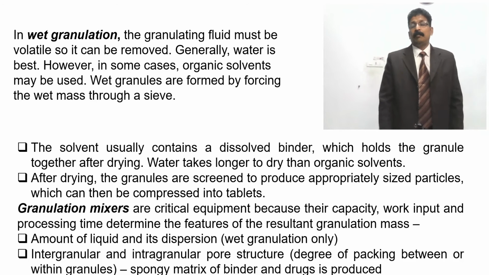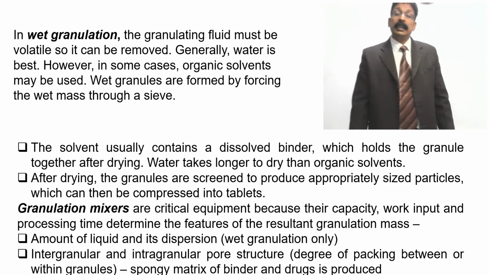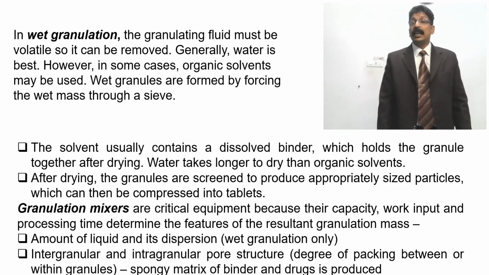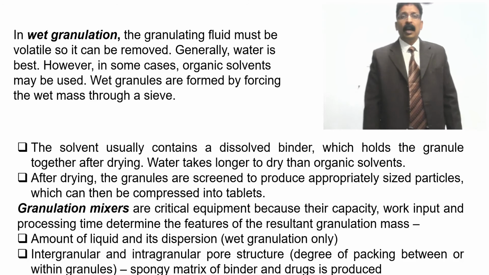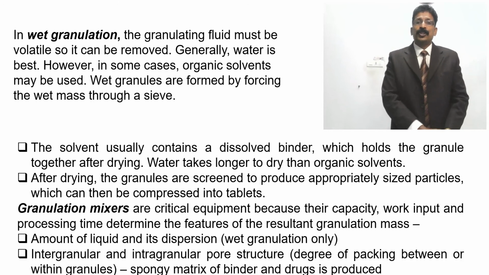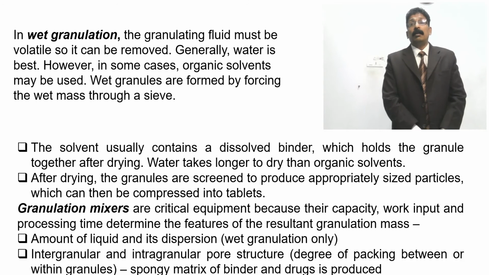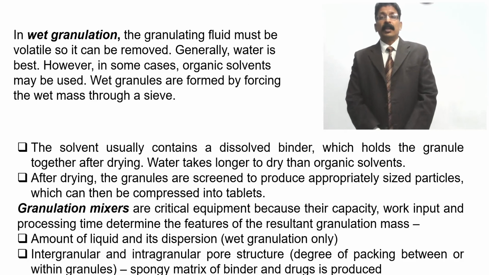In wet granulation, the granulating fluid must be volatile so that it can be removed easily. Water we can use; generally we use a fluidized bed dryer to remove the water much faster, and also to maintain the moisture content before compressing the tablet. Generally water is the best. However, in some cases organic solvents can also be used. Wet granules are formed by forcing the wet mass through a sieve.